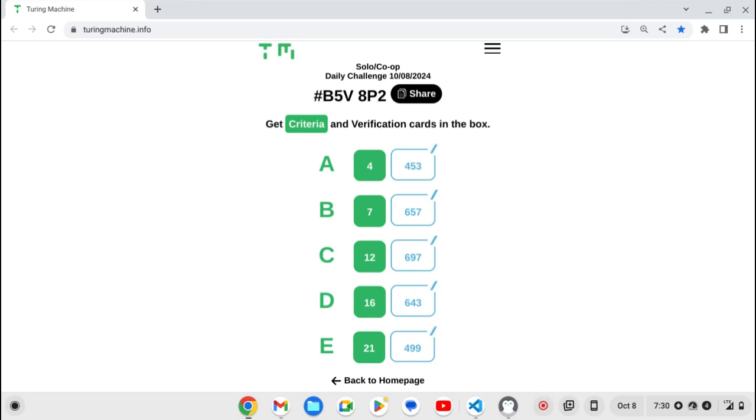Let's begin. Today is October 8th, 2024, and we're solving the Daily Turing Machine Puzzle. Today's puzzle uses the following 5 criteria cards: criteria card 4, 7, 12, 16, and 21. And the puzzle uses the blue verification cards. The code above is your way to get more information on today's puzzle by searching the code on turingmachine.info. Let's go solve.